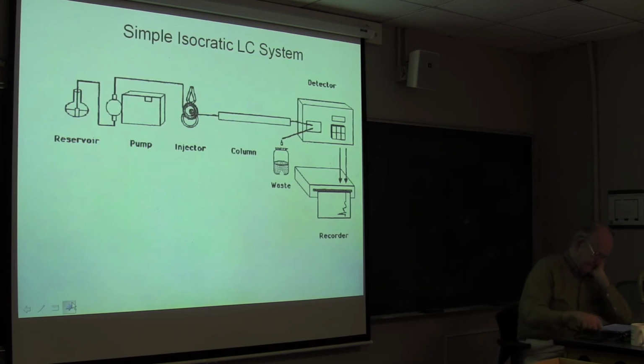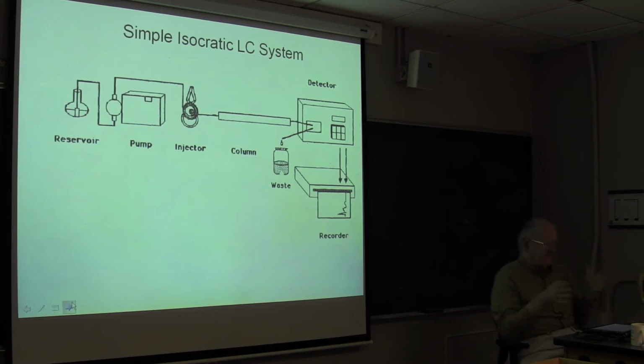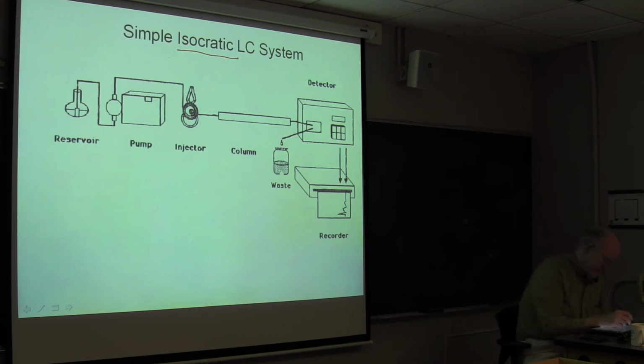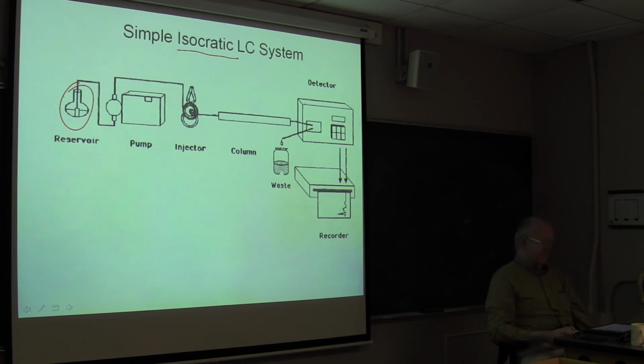Okay, we'll start real simple. Here's a basic isocratic LC system. Isocratic means we're not going to change the eluent, the mobile phase, during the run. We got one liquid, it may be a mixture, but we're not going to change the composition of that mixture during the run. So we got our solvent mixture here.